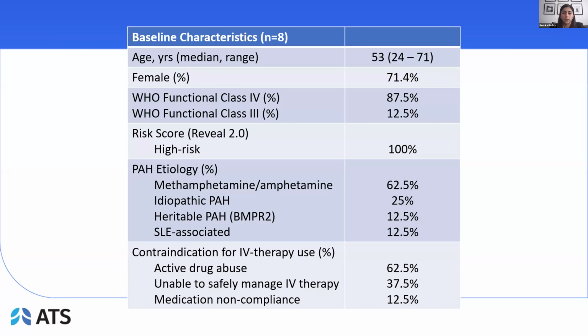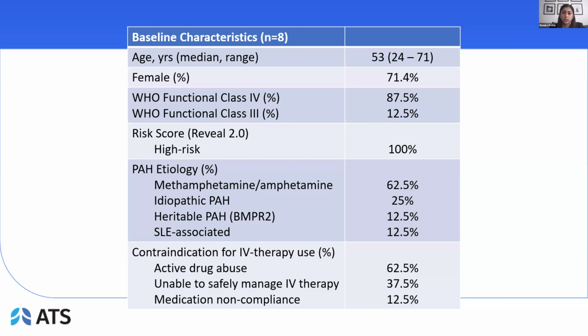So this table is going to display some of our baseline characteristics of the 8 high-risk PAH patients that were included in our study. The median age of this population was 53 years old, and we had a range of 21 to 71 years old. Most of these patients were female, 71.4%, and the majority of our patients had WHO functional class 4 symptoms at 87%.